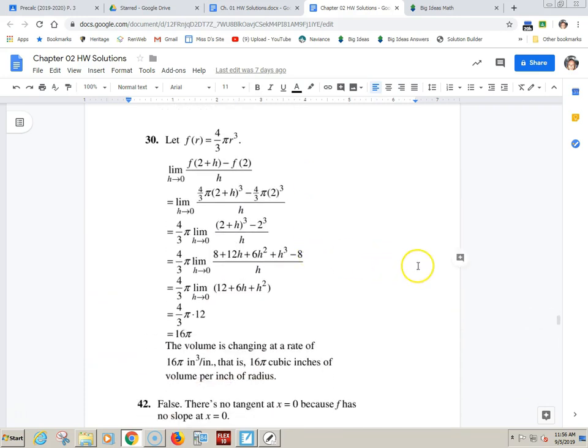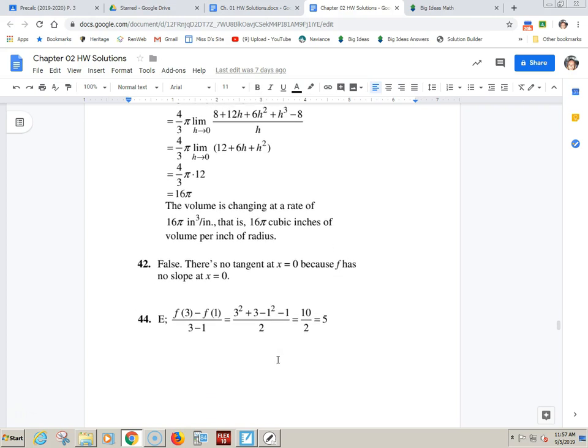Number 30. Final answer is 16 pi, the meaning of which was dV dr. The volume is changing at a rate of 16 pi inches cubed per inch. That is 16 pi cubic inches of volume per inch of radius. It's how the volume is changing with respect to the radius changing. As the radius changes, how does the volume change? As you blow up a balloon and as the radius gets bigger, how does the volume change?